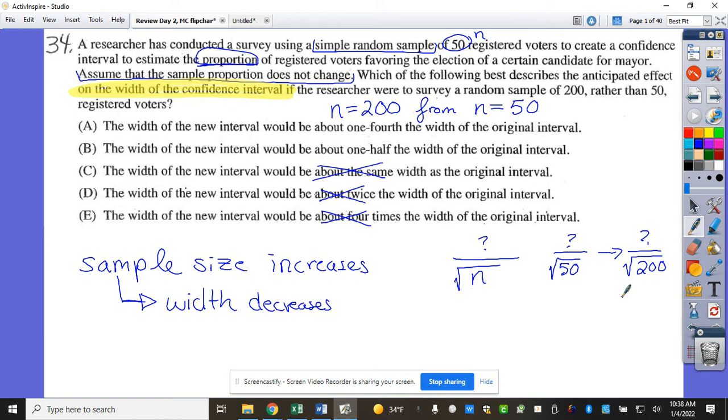Now, a lot of people are going to make up a number here and use something easy like that and type in 1 divided by square root of 50, write down the number, 1 divided by square root of 200, write down the number, and figure out if it's half or fourth, and that's fun too. But it's going to be 1/2.